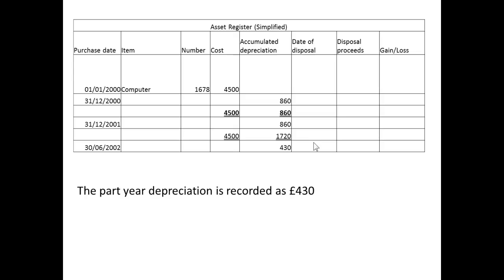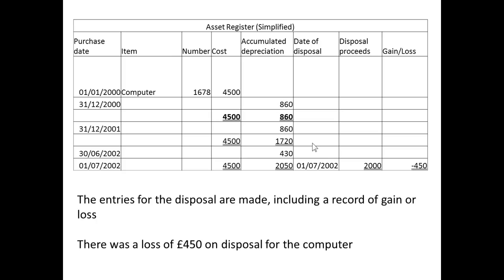So let's see where the entries go. First of all, let's record that depreciation, the £430 in the depreciation column. And now let's record the money that we got for it, the disposal proceeds of £2,000. Now if we have a look along this line, the historical cost £4,500 has remained the same. The accumulated depreciation total is £2,050, and the disposal proceeds are £2,000. Sorry, there's an error there, and that means that our loss on the computer was £450.